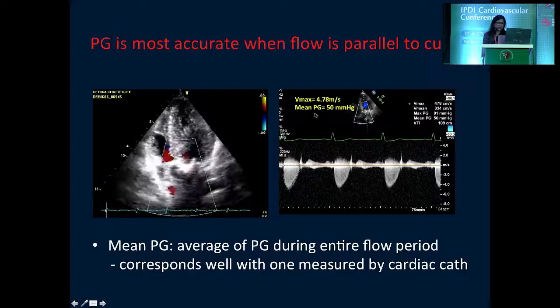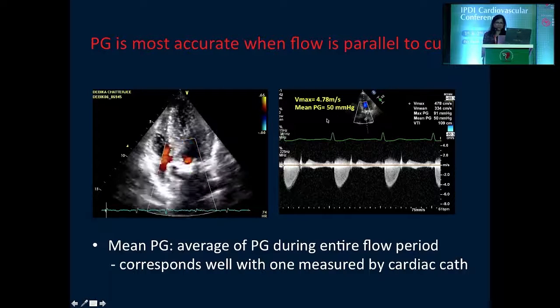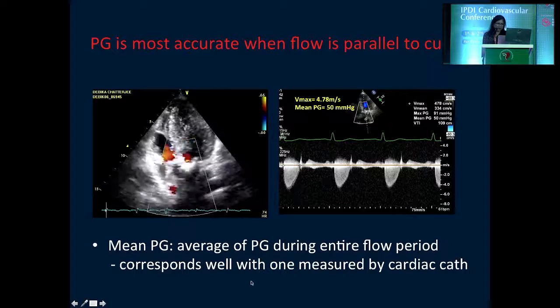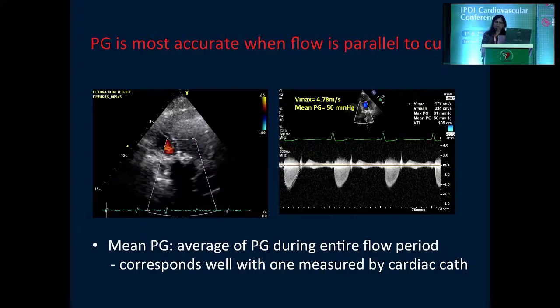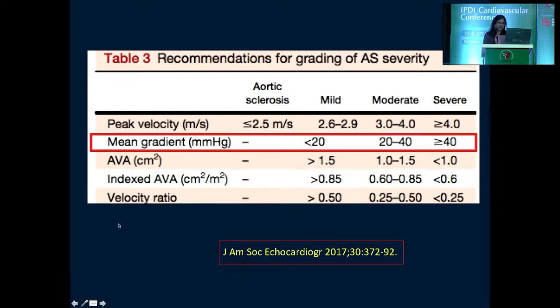Because tracing will give you maximum velocity, maximum gradient, and the mean gradient. Now the mean gradient is 50. We would like to know the mean gradient because it corresponds well with the one measured in cardiac cath. Moreover, if you see the recommendation for grading of AS in AAC guidelines, it is the mean gradient, not the peak gradient, which classifies severity. If it is more than 40, then it is called severe aortic stenosis.